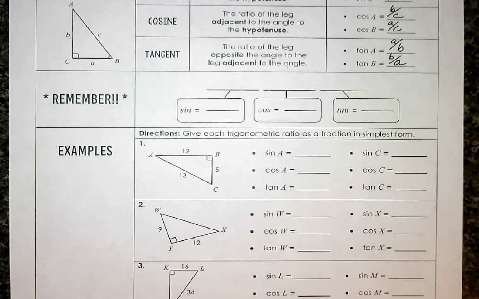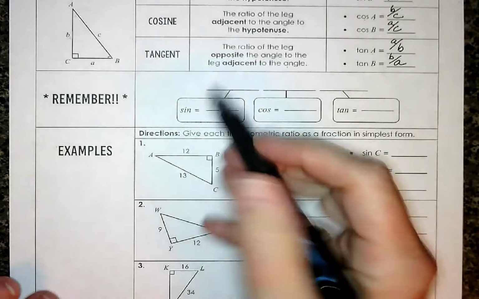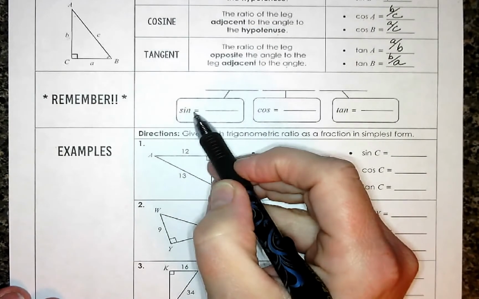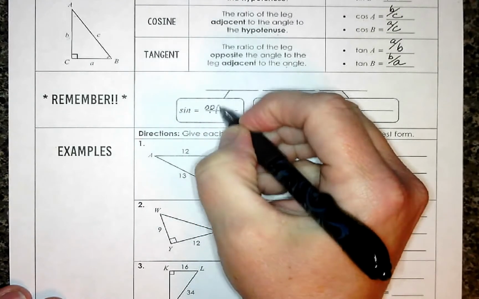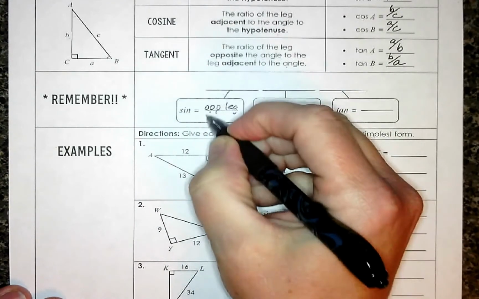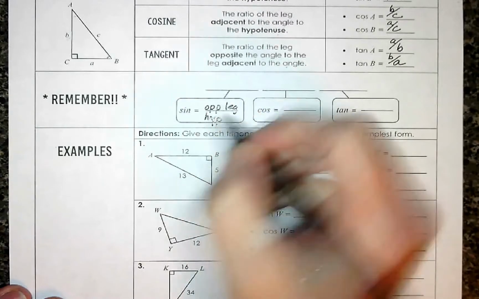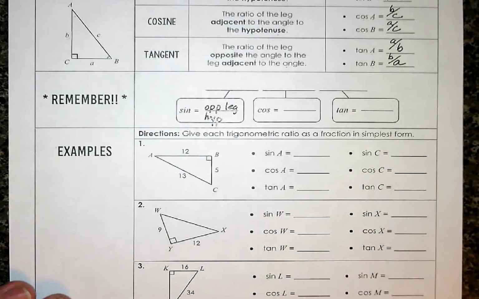All right, let's continue with our trigonometric ratios. This middle piece right here is just an overview, and maybe it's an easier way to see what it is. So sine of an angle is going to equal the opposite leg over the hypotenuse. Okay, the opposite leg over the hypotenuse.